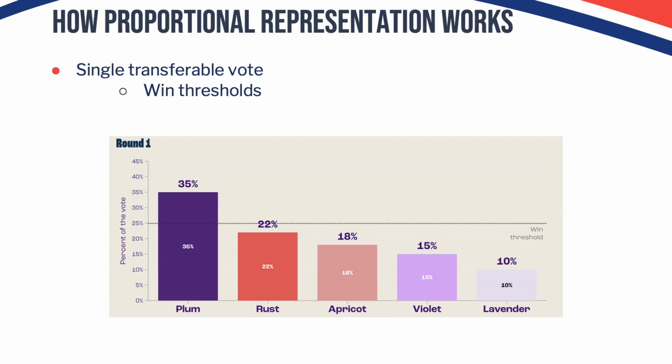That means that after a candidate reaches 25% of the votes, they win a seat. And then, like instant runoff, they are taken out of the election. Then the remaining votes over the win threshold, we split up proportionally among the remaining candidates. So we see Plum has over 25%. They have 35% of the vote, just looking at first choices. So that means Plum is a winner. And then that extra chunk of votes above 25% is going to be distributed proportionally to the rest of the candidates.